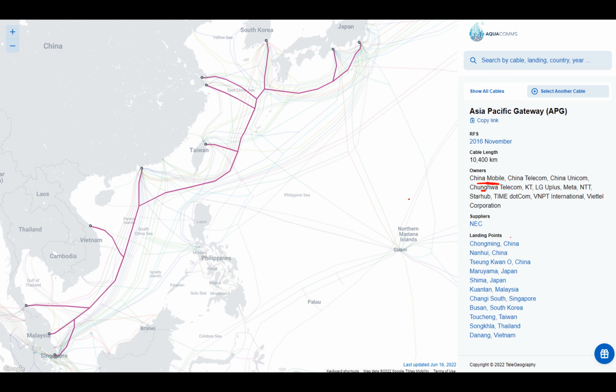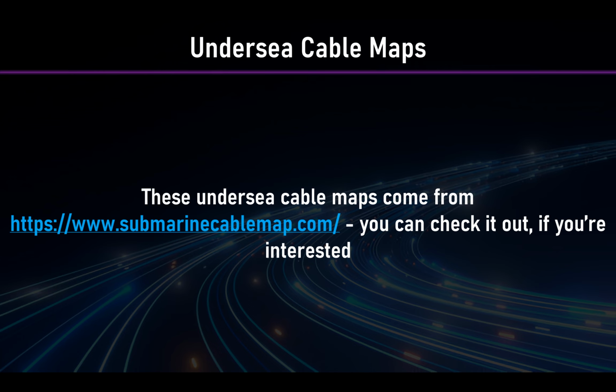And if you notice, there's not just one owner, because it's going to be expensive. That's why they can share these cables between all of them, just to keep the price cheaper. If you want to look at that, it's submarinecablemap.com, and I think it's quite interesting seeing what ISPs are owning the different cables in your area.